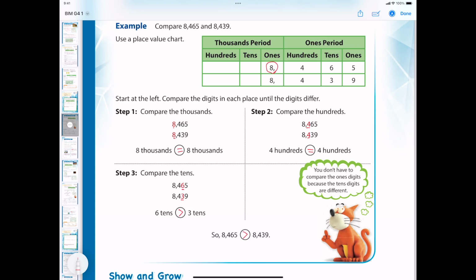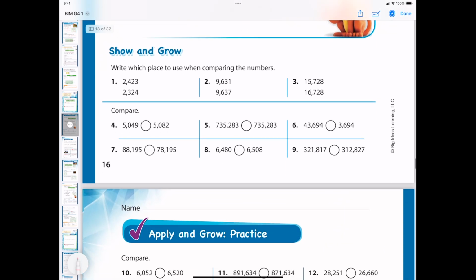This is too easy, right? I know. You don't have to compare the ones digits because the tens digits are already different. So there's no point to compare these ones digits. All right, now let's move on.